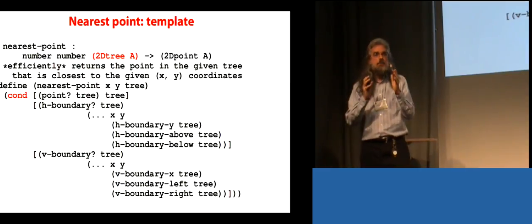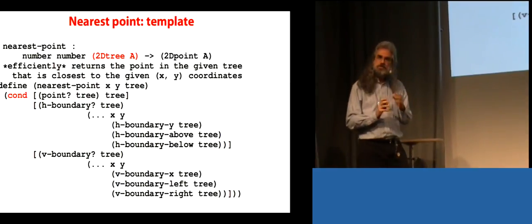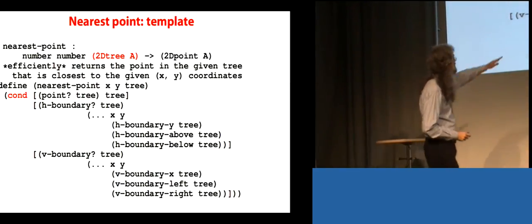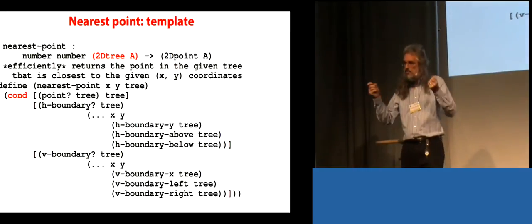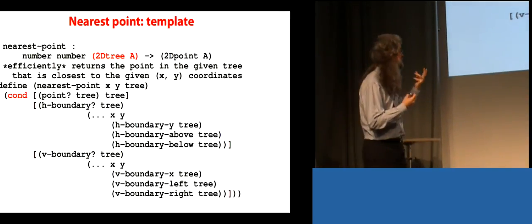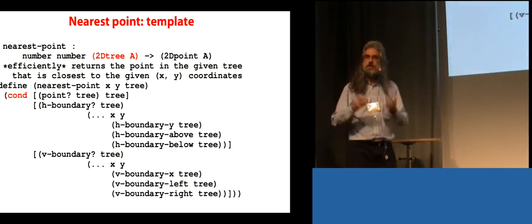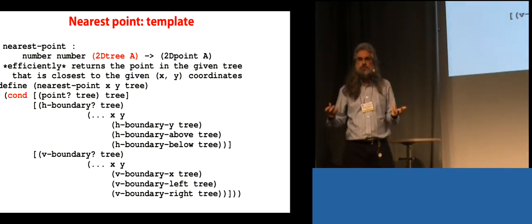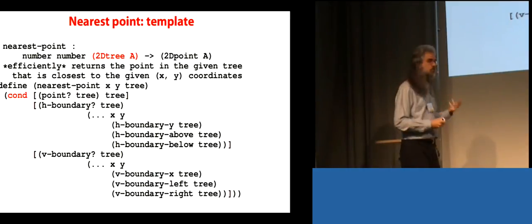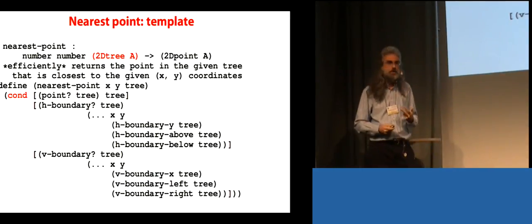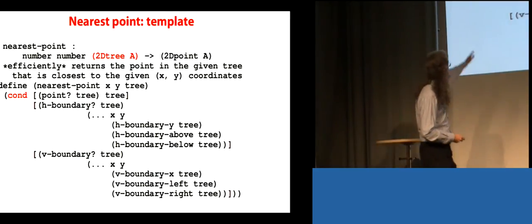For the template, I'm going to choose one of the inputs, and that has to be done carefully, but here the choice is pretty easy. Numbers are not very interesting. There's a lot of structure in the search tree, so I'm going to scrutinize the search tree and say, oh, this is a value of some type. It could be a point, a horizontal boundary, or a vertical boundary. So I need to do a case analysis.